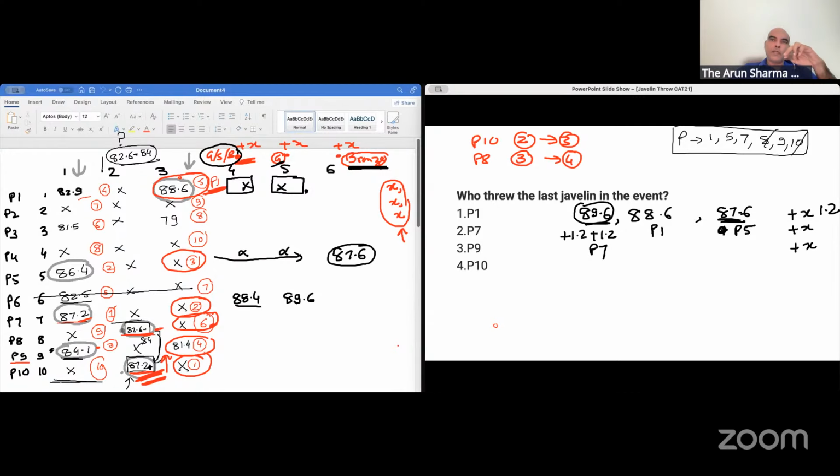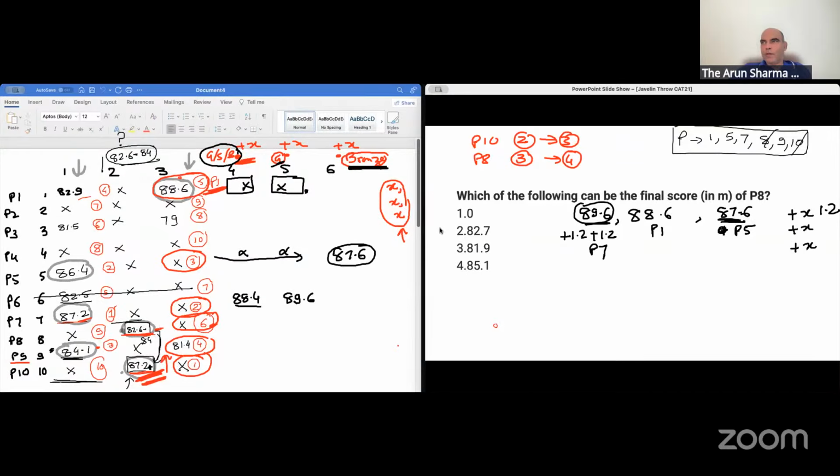Who threw the last javelin in the event? So the last javelin was thrown by the topper after round 5, which is P7. Who threw the last javelin of the event? That's going to be P7. What is the final score of the silver medalist? That's going to be 88.6.